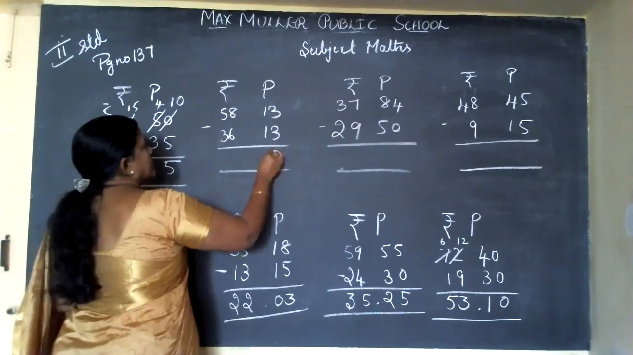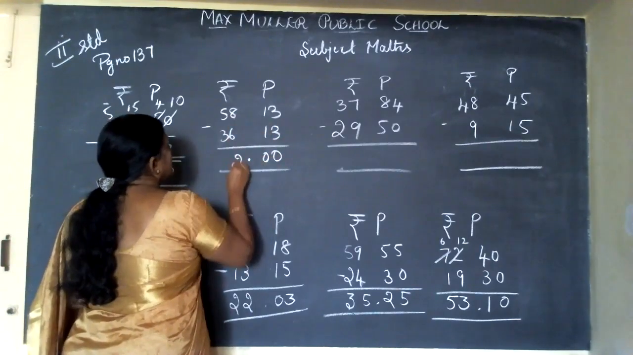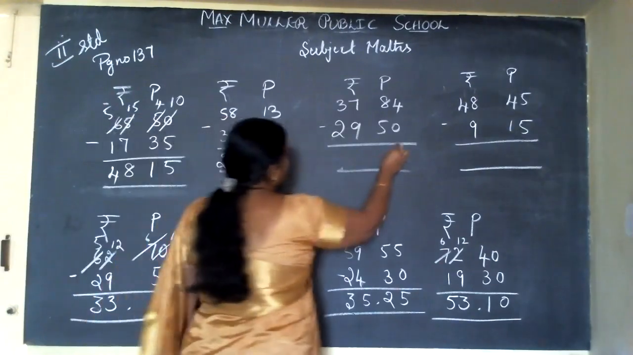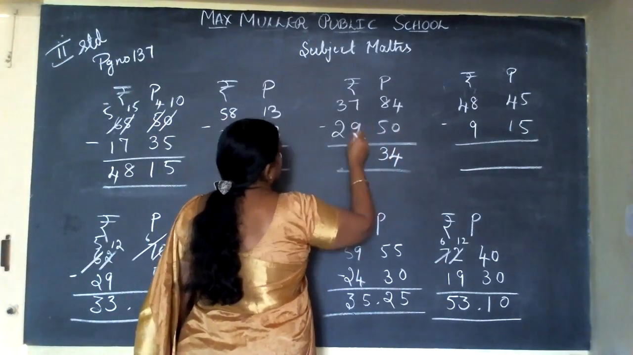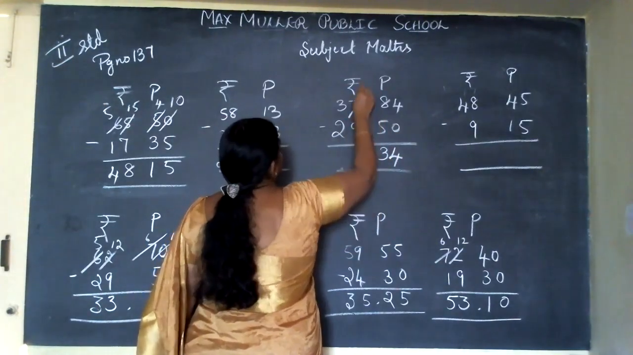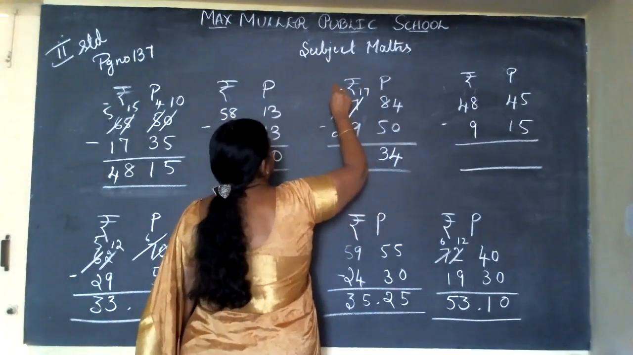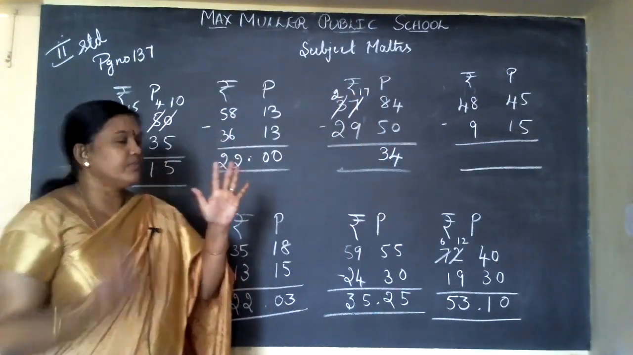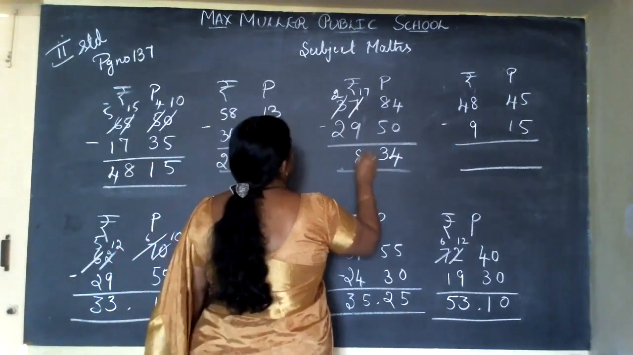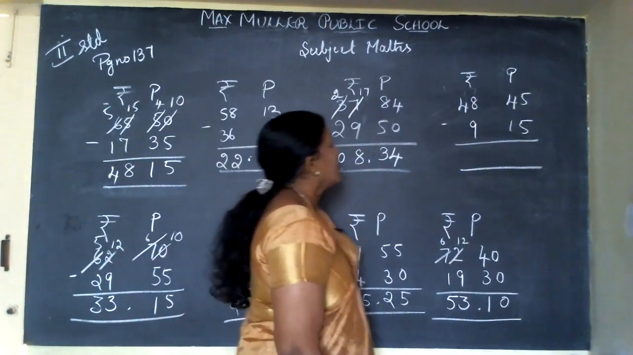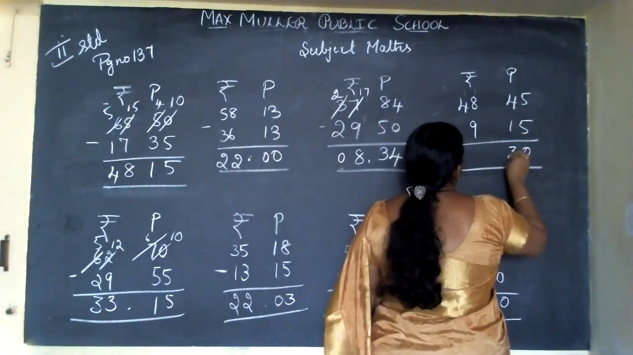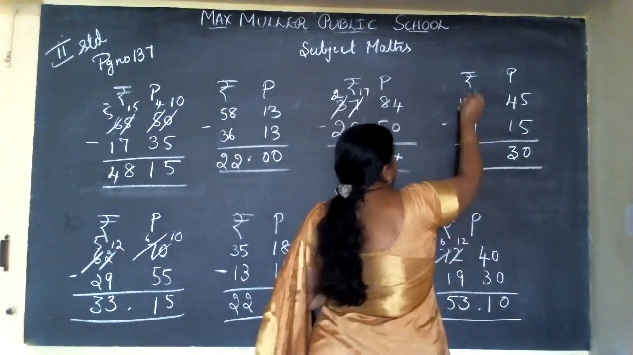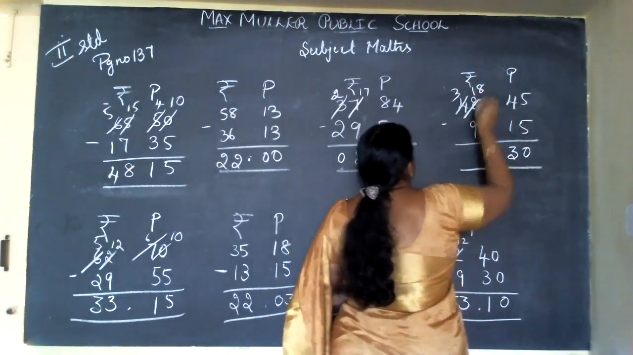Here 3 minus 3, 0. 1 minus 1, 0. 8 minus 6, 2. 5 minus 3, 2. Here 4 minus 0, 4. 8 minus 5, 3. You cannot take away 9 from 7, we'll borrow here, 7 becomes 17, 3 becomes 2. 17 minus 9, 10, 11, 12, 13, 14, 15, 16, 17. 2 minus 2, 0. 5 minus 5, 0. 4 minus 1, 3. 8, you cannot. Here also down big number, up small number. So we'll borrow here. 8 becomes 18. 18 minus 9, 9.